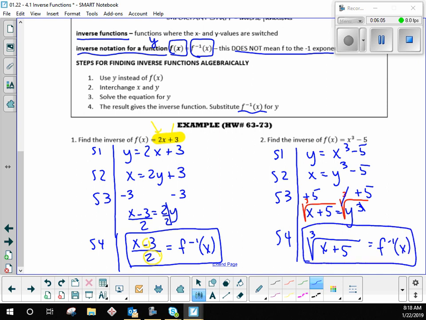In our little self-check, the original problem had minus 5. Our answer now has plus 5. The original problem had a cube. Now we have a cube root. So it intuitively feels like our answer is probably correct.